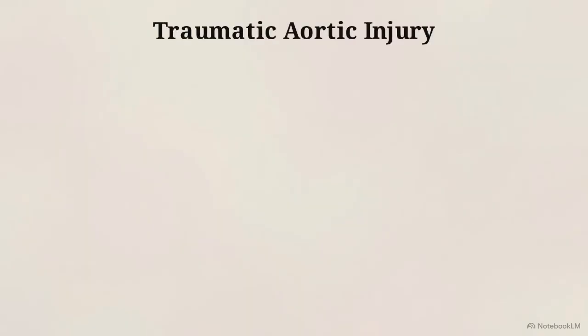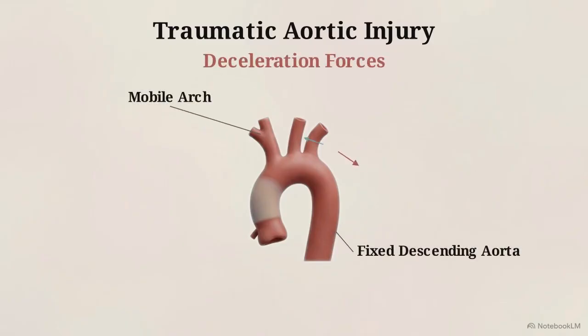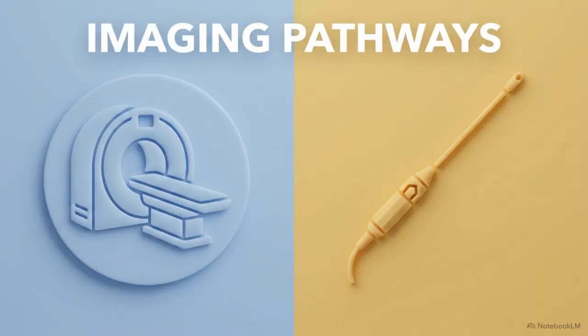Another lethal central failure is traumatic aortic injury. Driven by massive deceleration forces, structural failure typically occurs at a specific focal point of shear stress, just distal to the ligamentum arteriosum. Clinical signs include a widened mediastinum. For stable patients, CT angiography is mandatory. Unstable patients require transesophageal echocardiography.